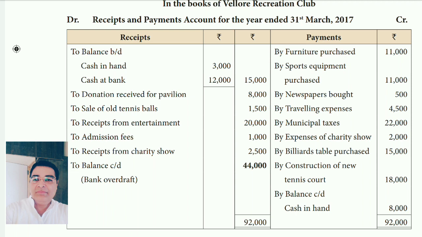Outstanding expenses, depreciation and accrued income will be given in the questions. In a very rare case, bad debts will be given in the question. If they give it, don't write it in the receipts and payment account.